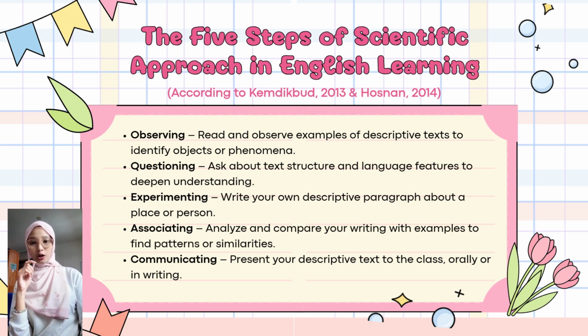First, observing. We read and observe examples of descriptive text. Second, questioning. We ask about the structure and language features. Third, experimenting. We write our own descriptive paragraph. Next, associating. We compare our writing with examples to find similarities. And finally, communicating. We present our text to the class. So, these 5 steps help students learn actively and think critically.